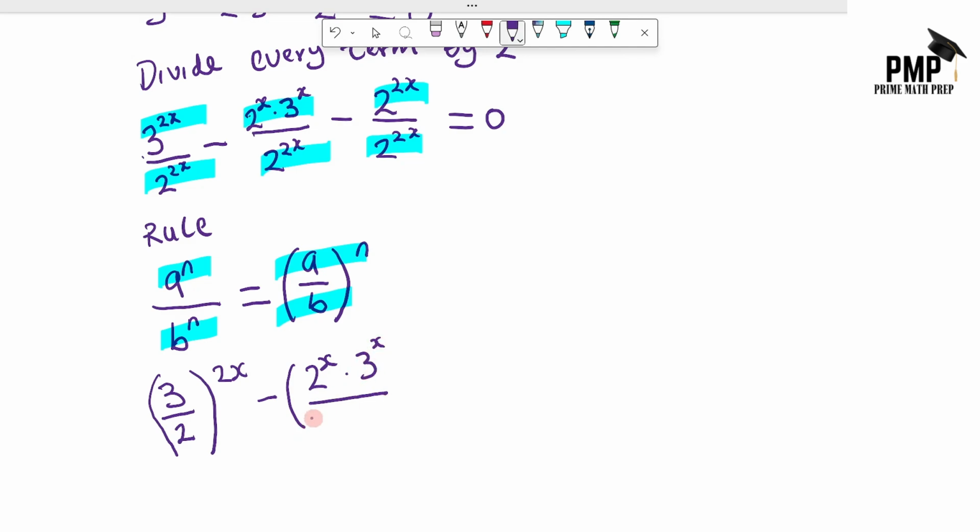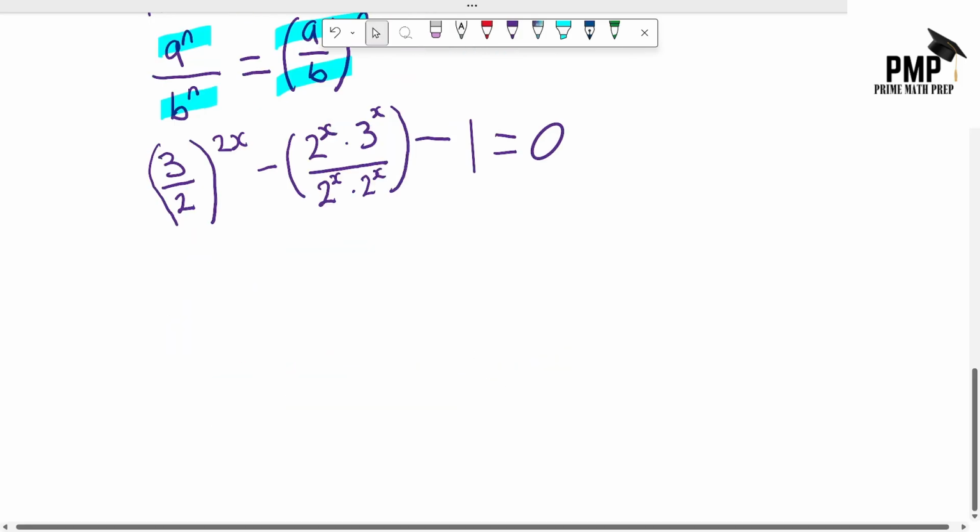Let's look at this denominator. When we look at this denominator, 2 to the power of 2x, we can break it down as 2 to the power of x multiplied by itself, 2 to the power of x, minus. Let's look at this: because they are the same power and the same base, we can cancel out 2 to the power of 2x. This will now be 1, because anything divided by itself is 1, all equal to 0.